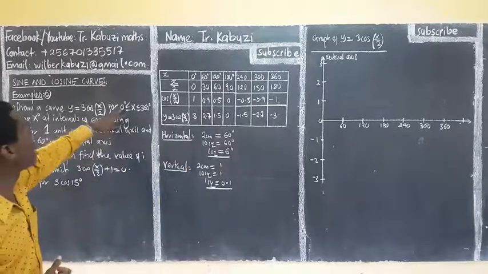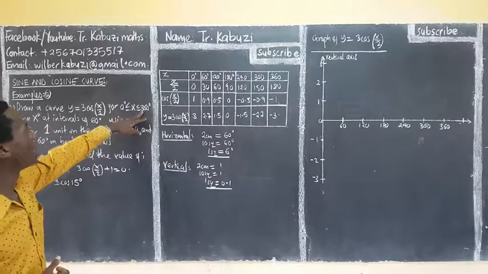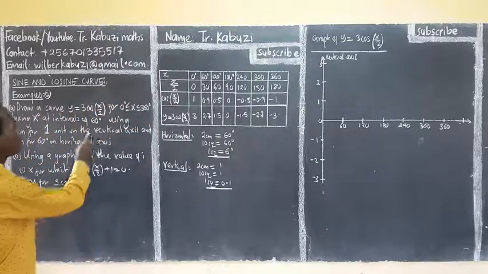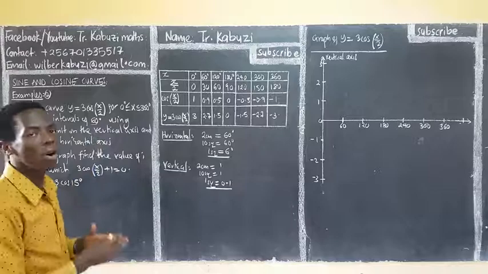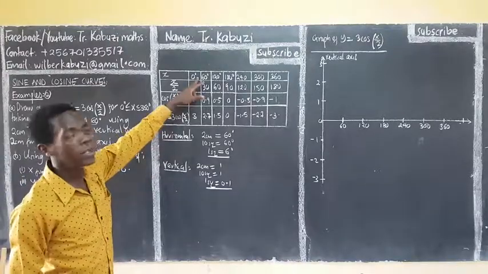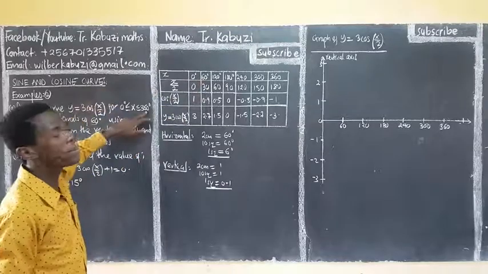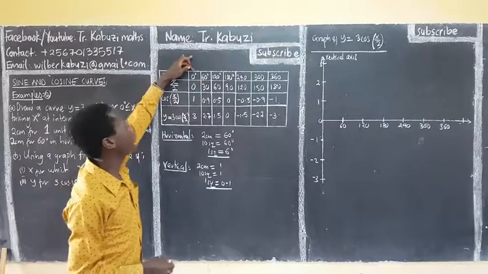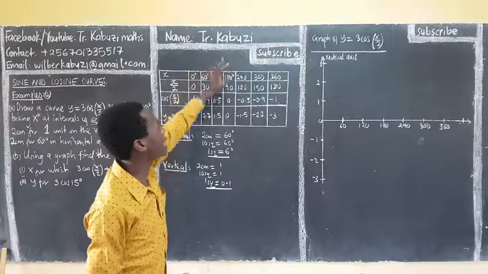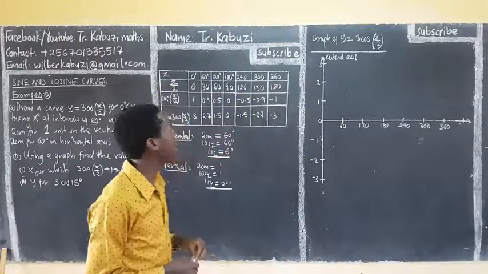Now, you see that our x is between 0 and 360 degrees, meaning the interval I'm going to use is the interval given in the question. They are giving me an interval of 60 degrees. So I start from 0, add 60, I get this, add 60, you get this, add 60, you get this, till you reach 360 degrees.